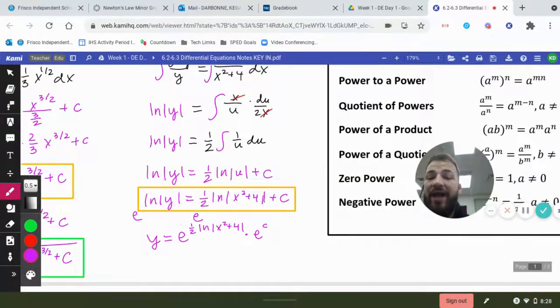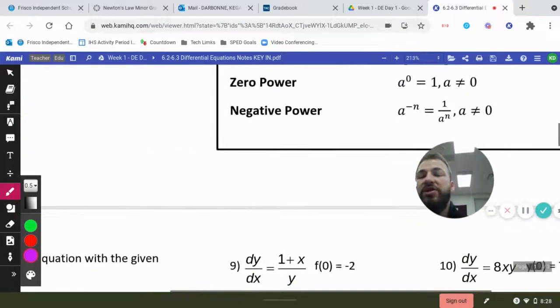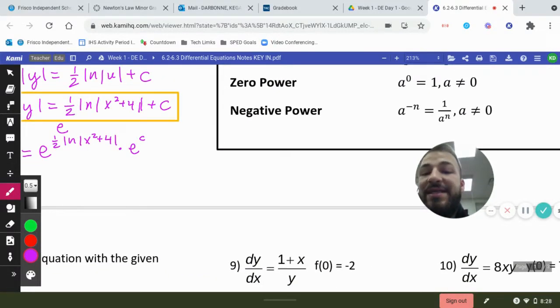Now, the reason why I split this up is because, for one, I'm going to be able to get this first part to cancel out a little bit more. For two, e to the c is actually a super important result in differential equations. E to the c is what we refer to as big C.